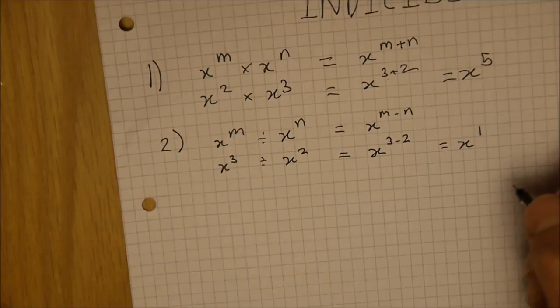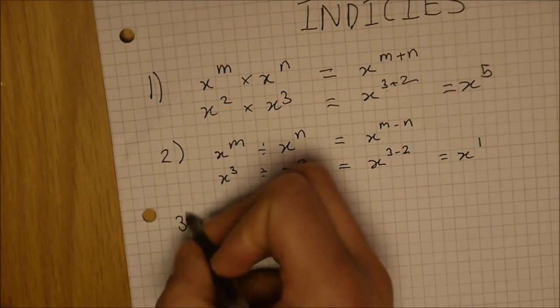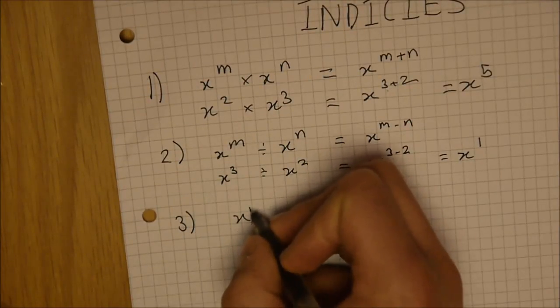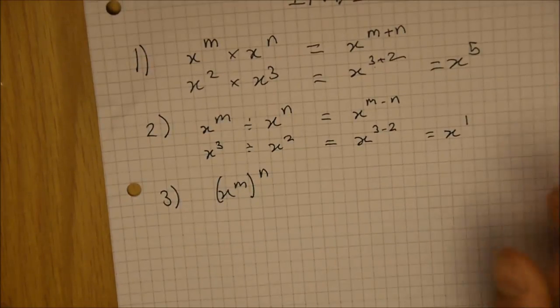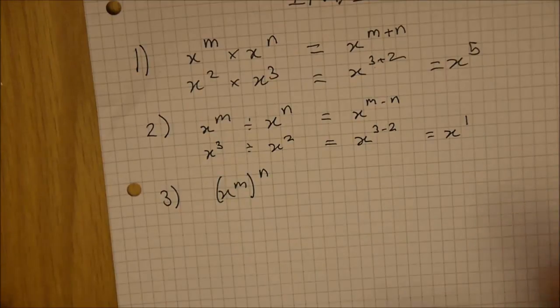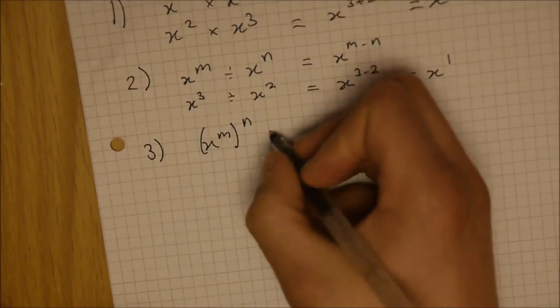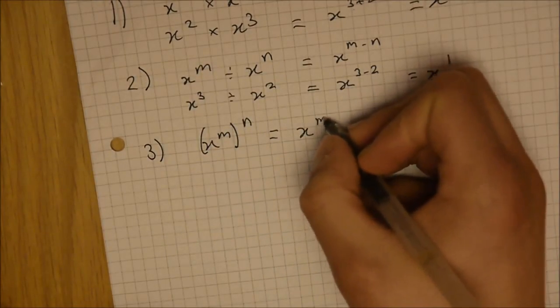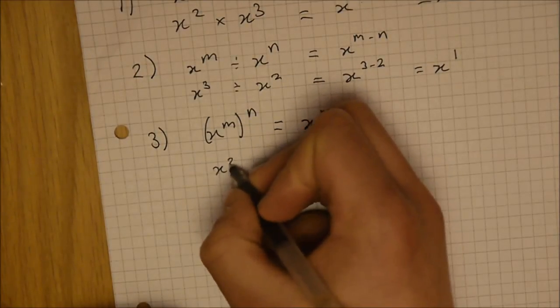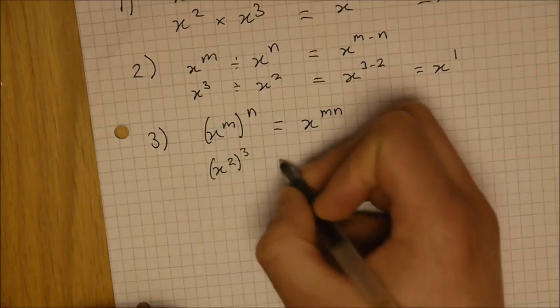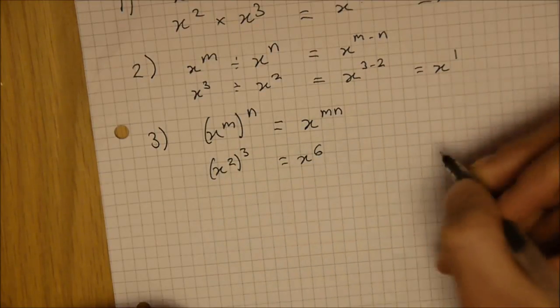Now then, the third law, x to the m to the n. Now by that you're expanding brackets effectively, so what you're doing is you're timesing them together. So that is x to the m n. So if we had x to the 2, x to the 3, then that would be x to the 6.